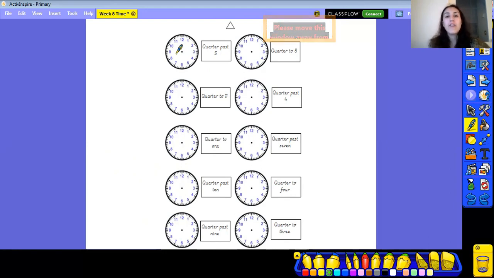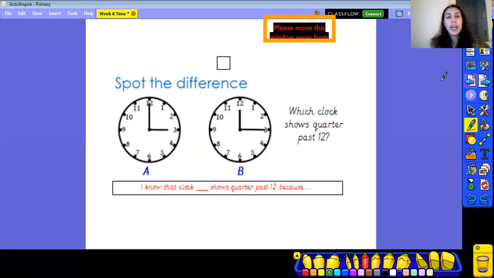Once again, if you've got a clock at home, it might be that you take the batteries out of that clock and instead of drawing the hands on, you physically move the clock arrows to the time that it says here next to it and just take a picture of that. That's absolutely fine. The square sheet is a spot the difference activity like we did at the end of the flip chart. So again, 2 clocks there, clock A and clock B.